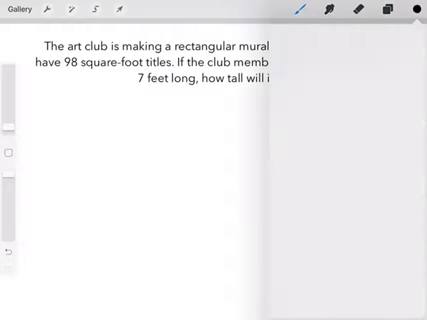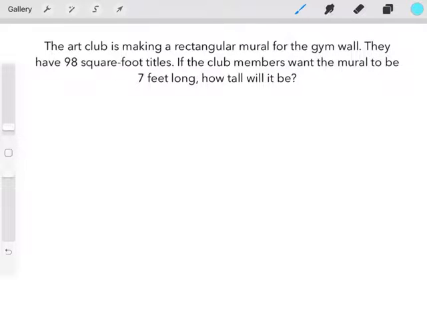So let's go back and look at this and underline any important information. We know that the shape of the mural has to be a rectangle, and that inside the rectangle, it is filled with 98 square foot tiles. That means each tile is a square foot and there's 98 of them. So that tells us right away that this is the area, 98 square feet. And a good indicator is because it says square foot. Anything that's a square foot, they're usually talking about the area. If the club members want the mural to be 7 feet long, how tall will that mural be?